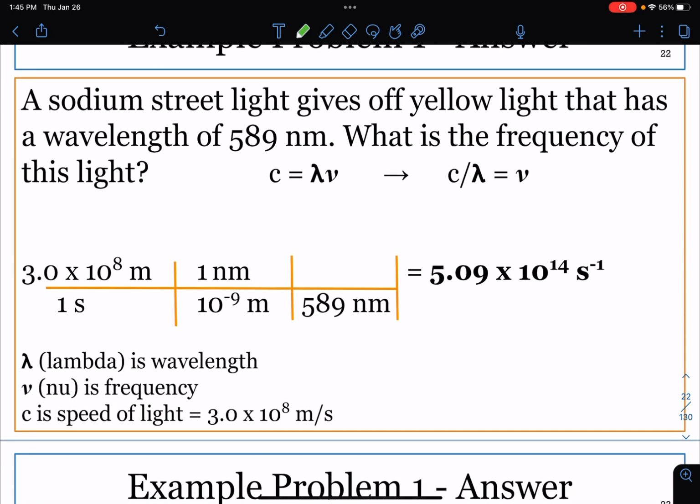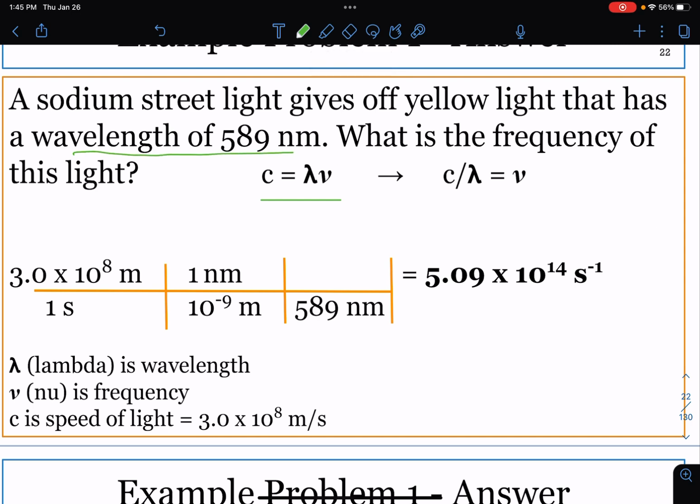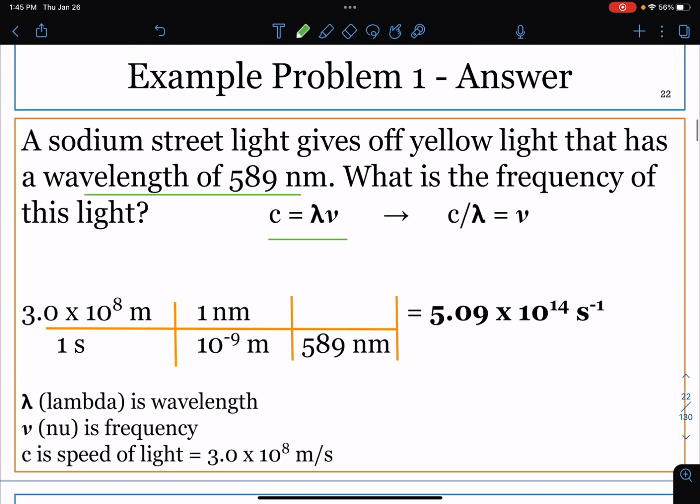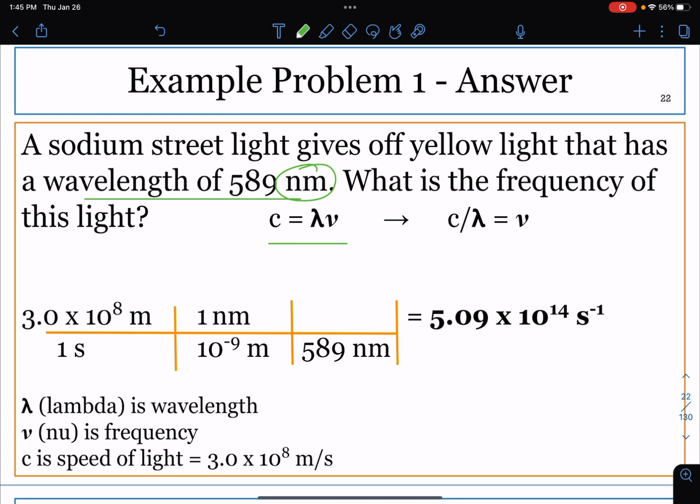Let's look at our equation. Right here we have the speed of light is equal to the wavelength times the frequency. We are given the wavelength. We know that it is the wavelength because the problem describes it as wavelength, as well as the unit is a distance unit. Meters and nanometers are both distance units. So if we divide wavelength on both sides of the equation, we're going to solve this. The speed of light divided by the wavelength is equal to frequency.